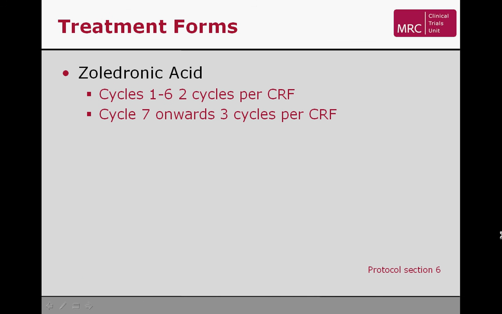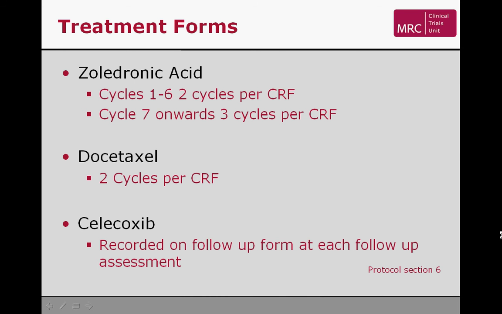The details of each cycle of treatment must be recorded on the relevant treatment form. For zoledronic acid, the details are recorded as 2 cycles per CRF for the first 6 cycles, and from cycle 7 onwards, it increases to 3 cycles per CRF. For docetaxel, it's 2 cycles per CRF for all cycles. For celecoxib, the details of treatments are recorded on the follow-up form at each follow-up assessment.